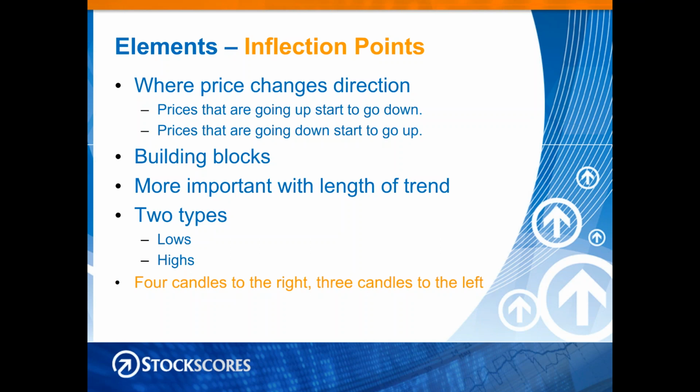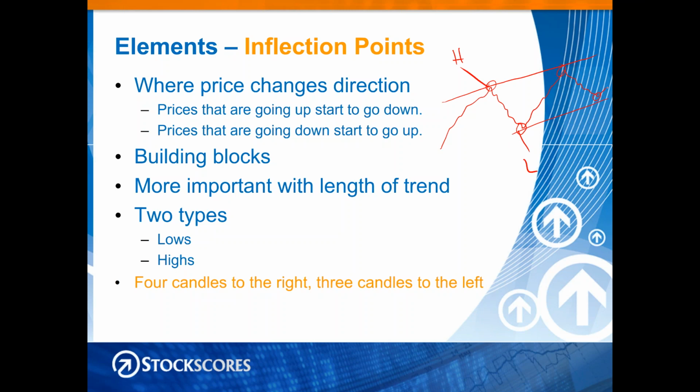So if you have a stock going up, and then it goes down, and then it goes up, and then it goes down, these peaks and valleys are the inflection points. These are inflection point highs. These are inflection point lows. They're the building blocks of chart patterns because eventually we're going to draw lines across those inflection points to define price patterns.